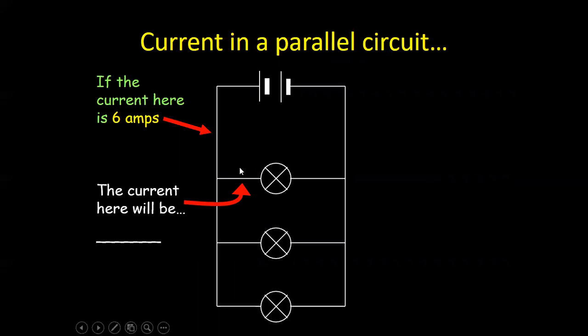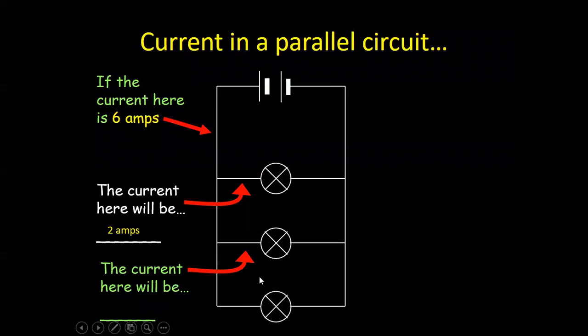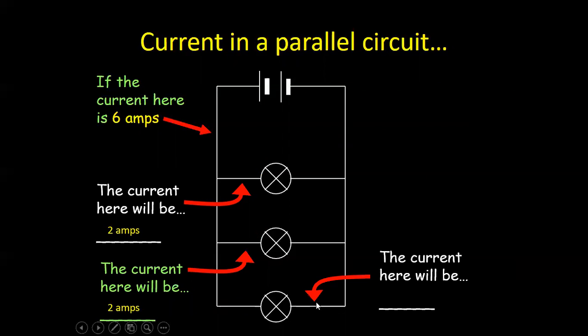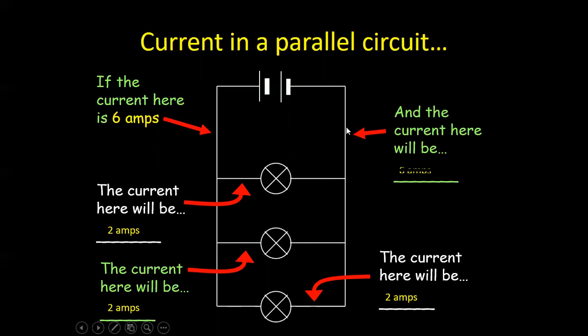What do you reckon the current will be here? Okay, how many bulbs have we got? We've got a total of 6 amps. It's quite logical. Yep, that's correct. It will be 2 amps. How many do you think would be here? 2 again, and here. Yep, 2 amps again. And finally, what would the current be here? So if you've got 6, 2, then 2, then 2, back up to here, you're right, that's 6 amps.